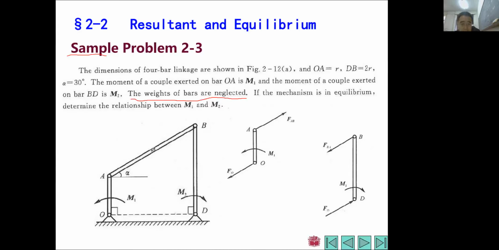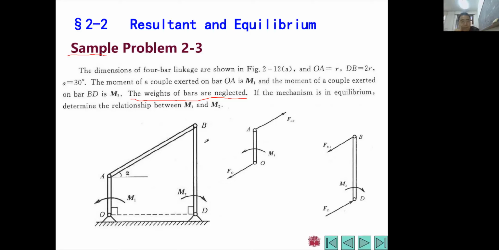Why? Because we do not consider its weight, so it only has two reaction forces at point A and point B, and it will be in the state of balance. So the direction of the two forces will be along the AB direction. Maybe pointing toward each other, maybe away from each other. Obviously, maybe 两端受压 push together, maybe 两端受拉 pull each other, right?